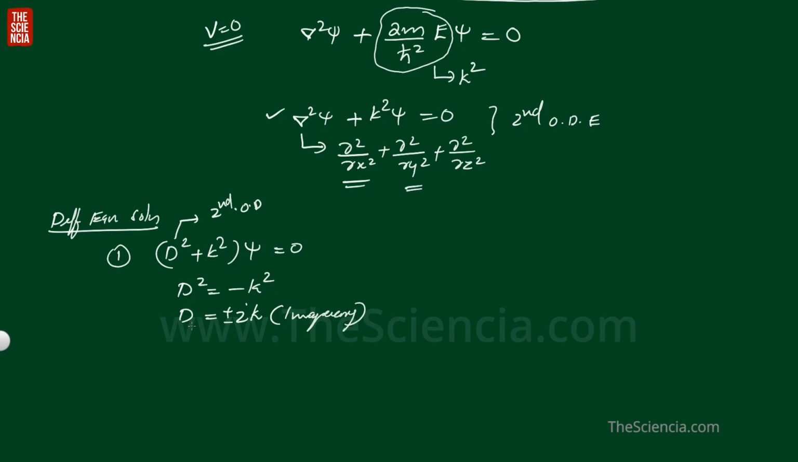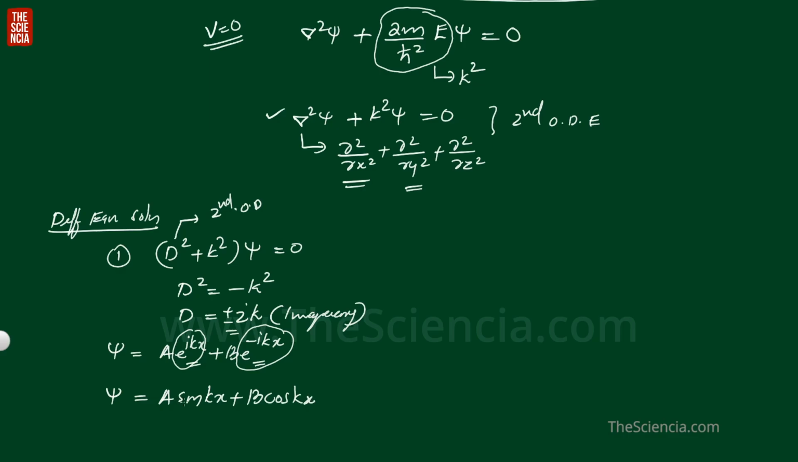If it is imaginary, then the solution will be the wave function psi equal to A e raised to ikx plus B e raised to minus ikx. So here there are two solutions. One is D equal to plus ik, that value we substituted here, and another solution is D equal to minus ik, that value we substituted here. And if you expand e raised to ikx and e raised to minus ikx, you get another equation in terms of sine and cos, that is, A sin kx plus B cos kx.